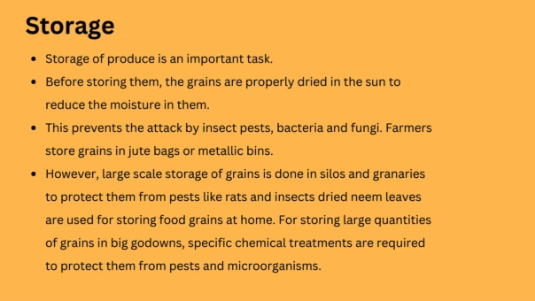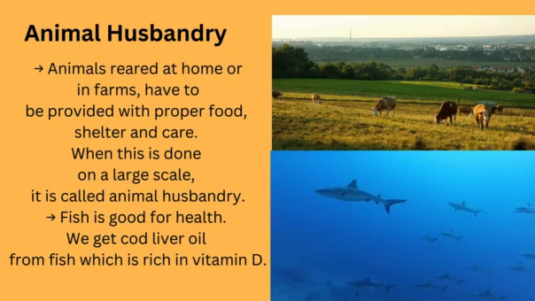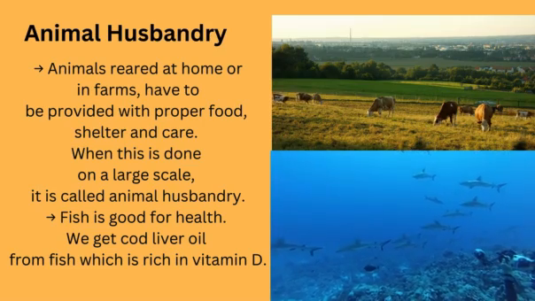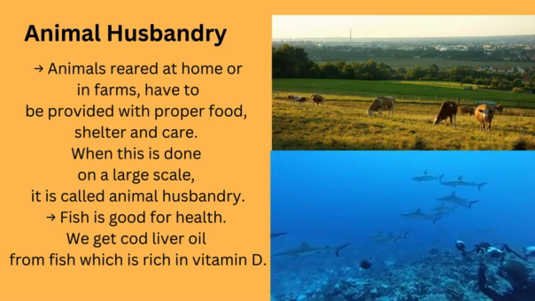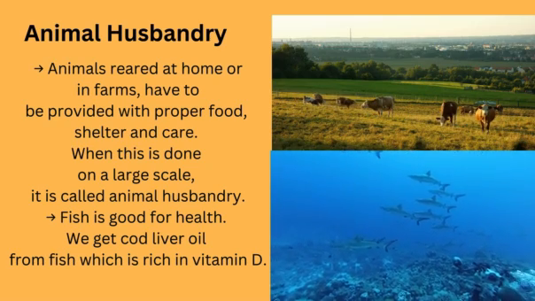Dried neem leaves are used for storing food grains at home. For storing large quantities of grains in big godowns, specific chemical treatments are required to protect them from pests and microorganisms. Animal husbandry means that animals should be provided with proper food, shelter and care. When this is done on a large scale, it is called animal husbandry.